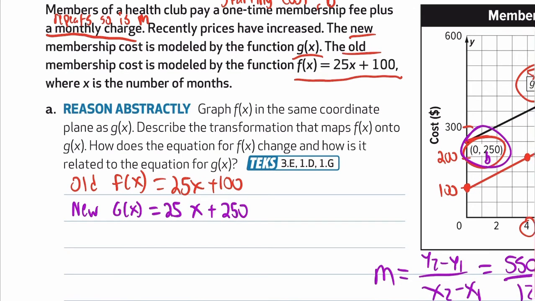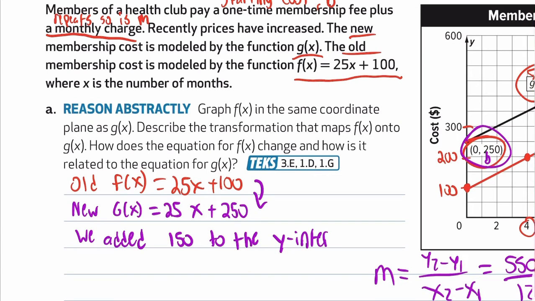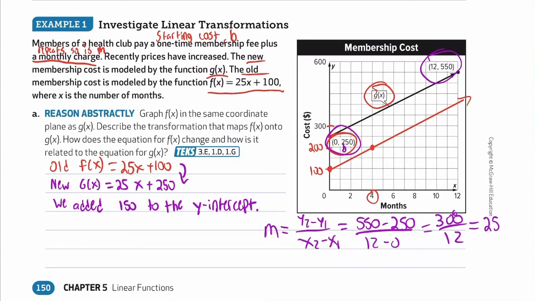All right, so now we're going to say, how did f of x become g of x? What changed? We added 150 to the y-intercept. Let's see if the next question goes a little bit deeper into that.